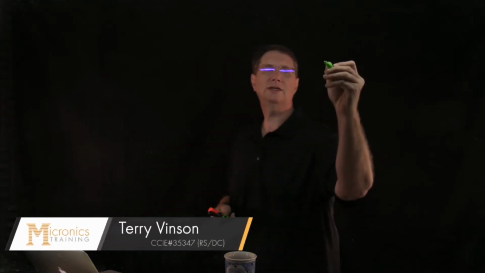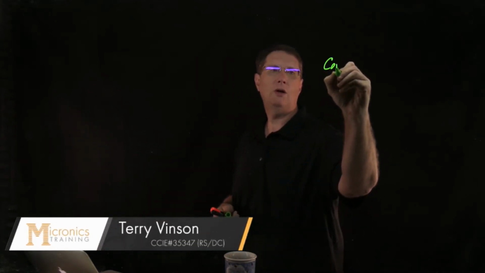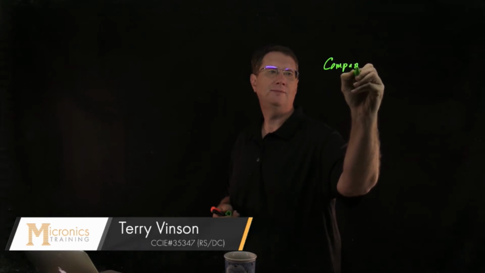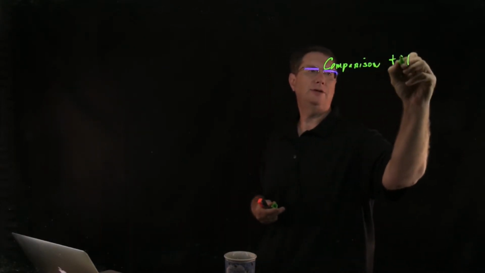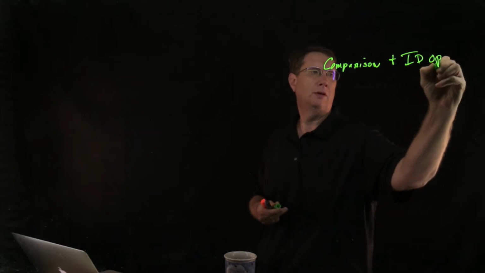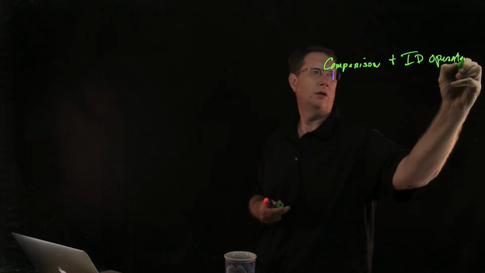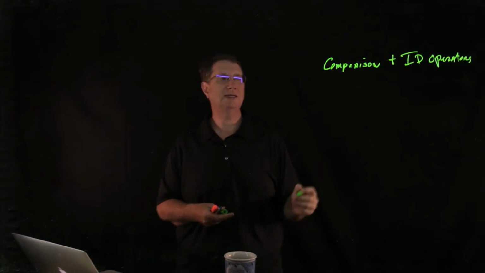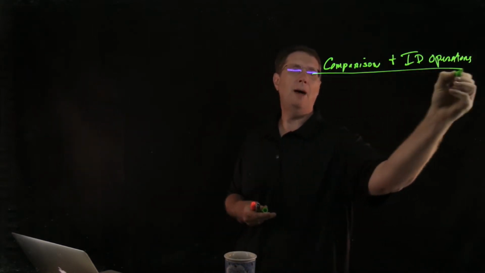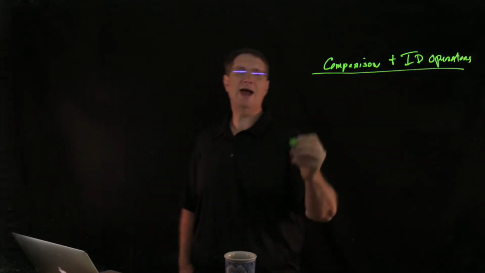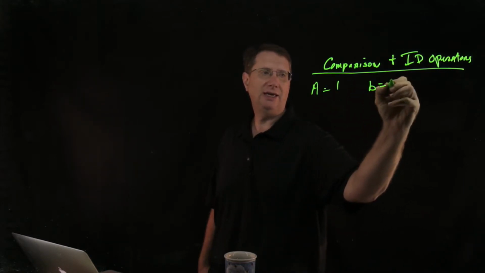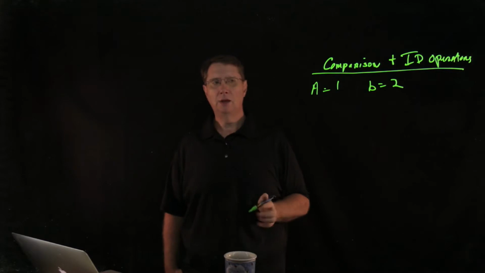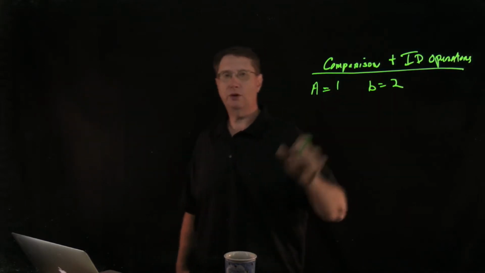Next topic. Again, we're talking about variables, and what I want to discuss is the concept of what we call comparison and identity operators. Now, what is a comparison and an identity operator? Well, a perfect example would be, let's say that I have a value here where A equals 1 and B equals 2. So these are the two variables that I'm going to be working with.